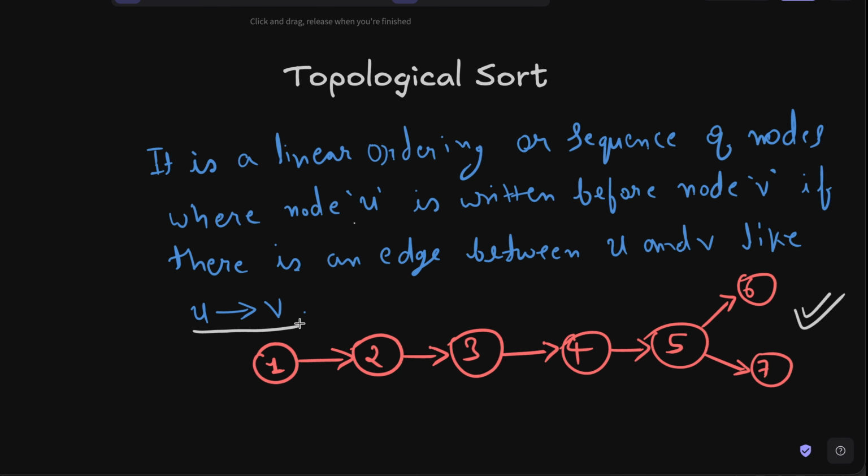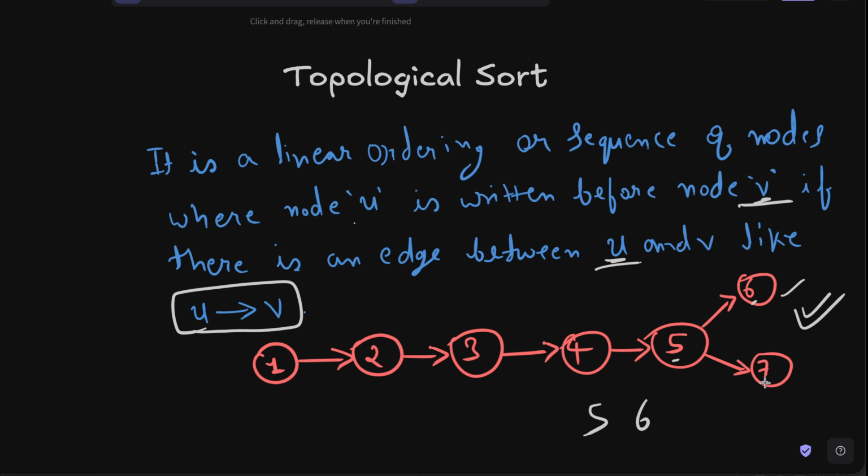So by definition, we notice that if there is an edge between u and v like this, we have to write u before v. It also means that we can write v after u, right? So if I start from the ending node, the leaf node 6, then I can write it like this. So I have 6 here. Then there is an edge from 5 to 6. So I want to write 5 before 6. It means I can simply write 5 here.